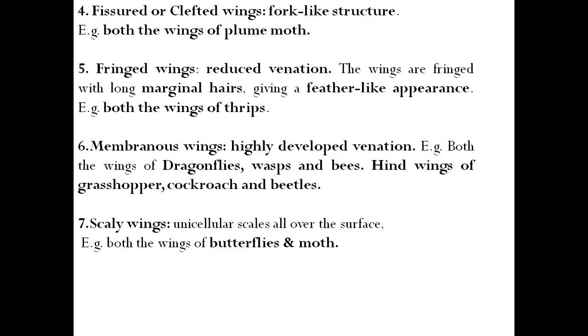Okay, lastly, membranous wings have highly developed venation. Examples are both wings of dragonfly, wasps, honeybees, and the hind wings of grasshopper, cockroaches and beetles. These have clear venation, which is useful for flight. Okay, that is membranous. Scaly wings are thin, membranous, but covered with many unicellular scales all over the surface, generally present in both wings of moths and butterflies. So these are all the types of wing venation, and about the margins and angles of wings. This is a very important topic from the exam point of view. Okay, thank you.